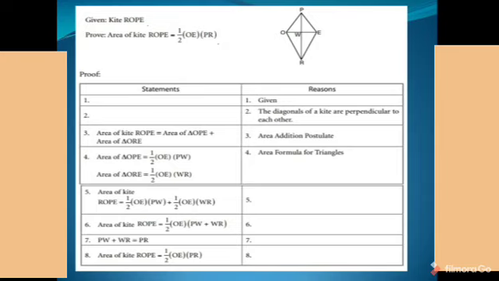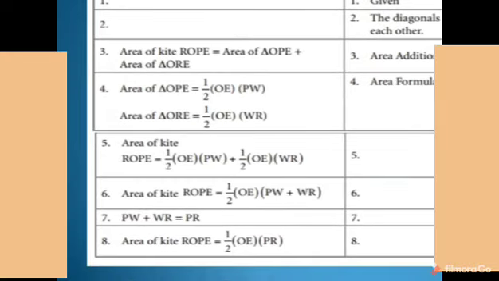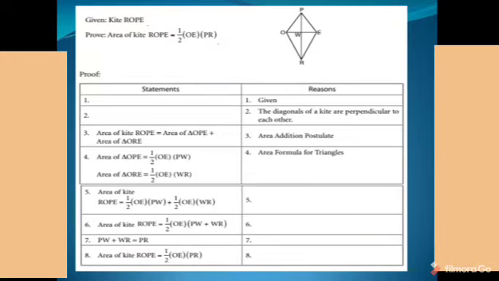But we will prove this time kite ROPE. That's the given kite, where the area of the kite ROPE is just one half of segment OE and segment PR. Please look into our illustration. Okay, you see that one. What would be our first statement? So the first statement we would have, of course, kite ROPE. That's given. Number two statement, we have segment PR is perpendicular to segment OE. The reason would be the diagonals of a kite are perpendicular to each other.